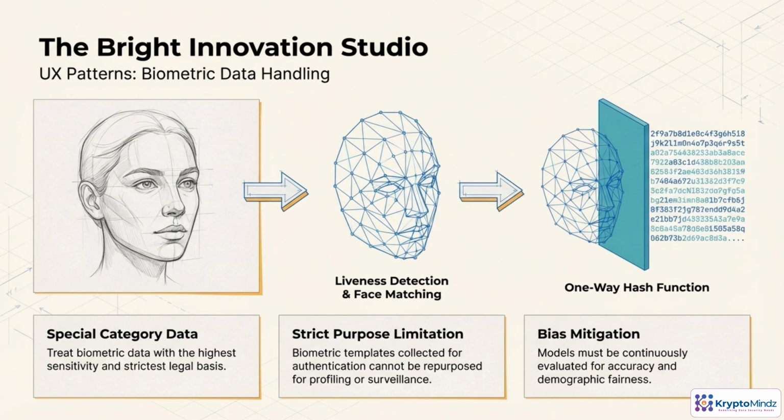Using biometrics means handling some of the most sensitive data possible, so the bar is higher on every dimension. Start by treating biometrics as special category data. Default to minimization, strong consent, and the narrowest legal basis you can. Then lock in strict purpose limitation. A template collected for authentication must never quietly become a profiling or surveillance tool, and assume your models drift over time. Continuously test them for accuracy and demographic bias, and tie those results to real governance and escalation paths.